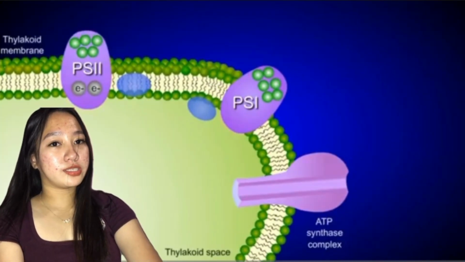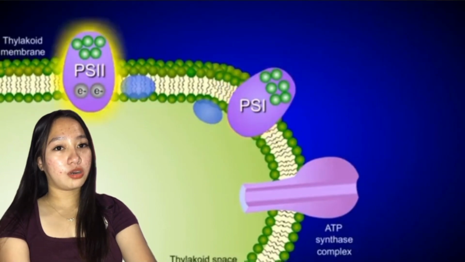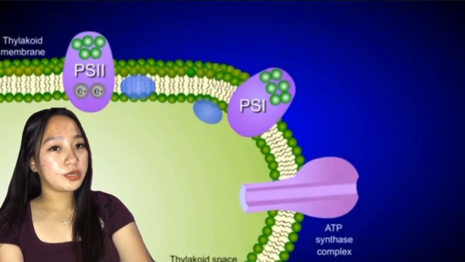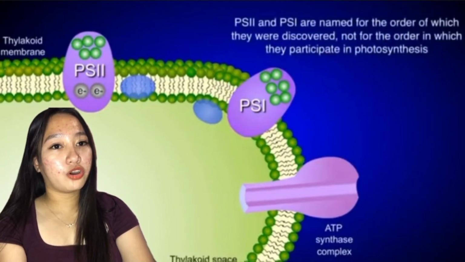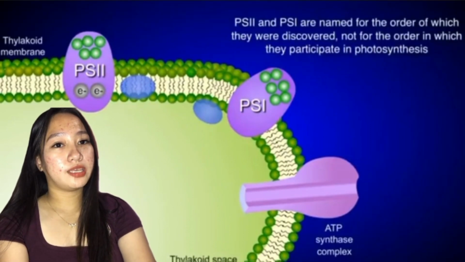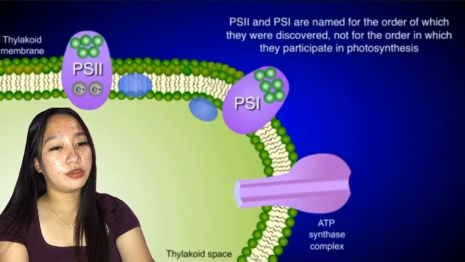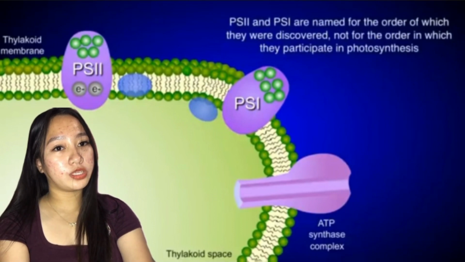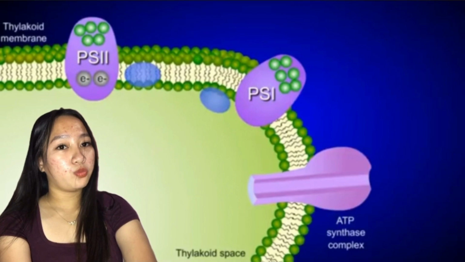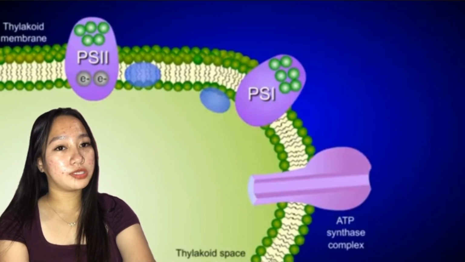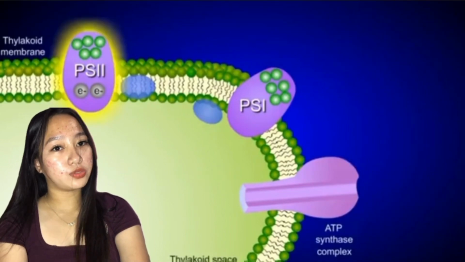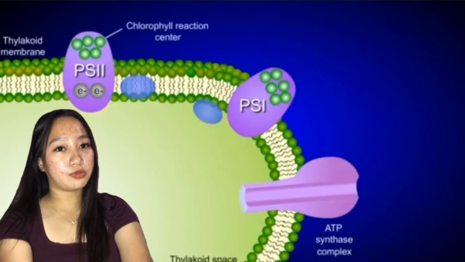The light reactions use two photosystems called photosystem 1 and photosystem 2, which are both embedded in the thylakoid membrane. It's important to realize that these photosystems are named for the order in which they were discovered, not for the order in which they participate in the photosynthetic process. The light reactions actually begin at photosystem 2.